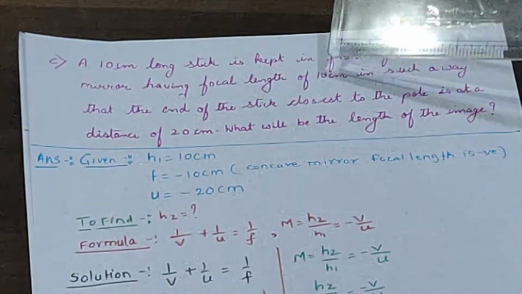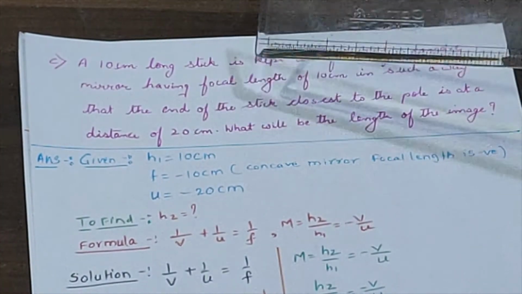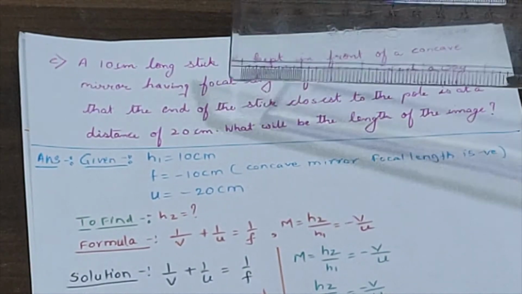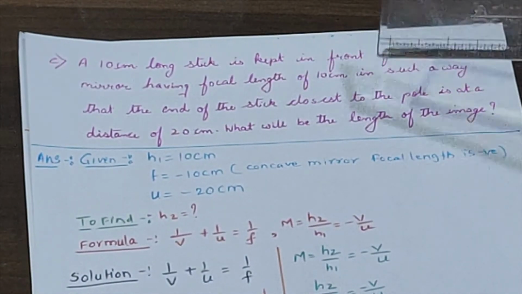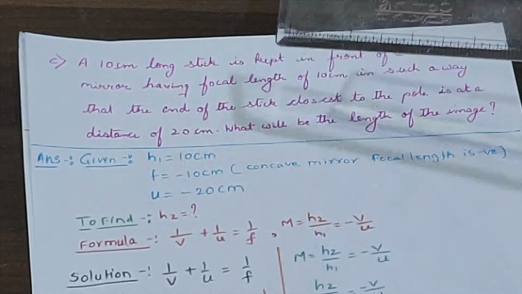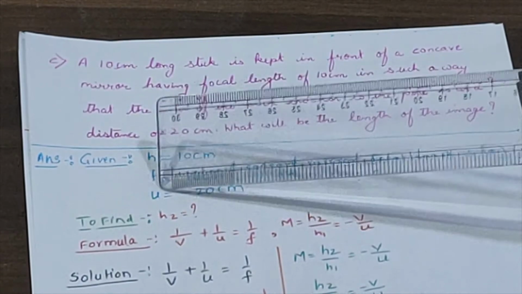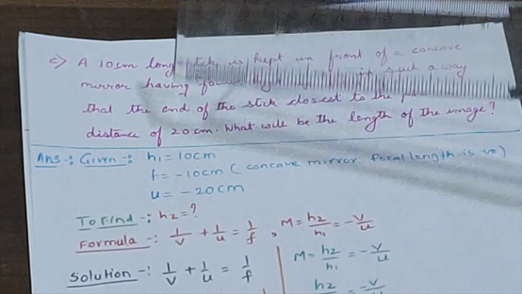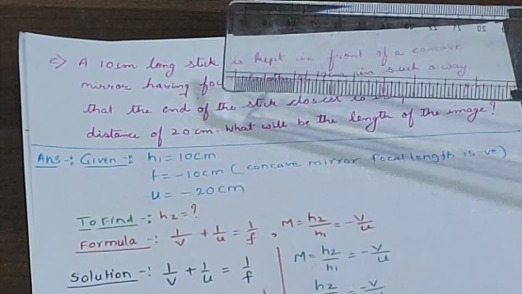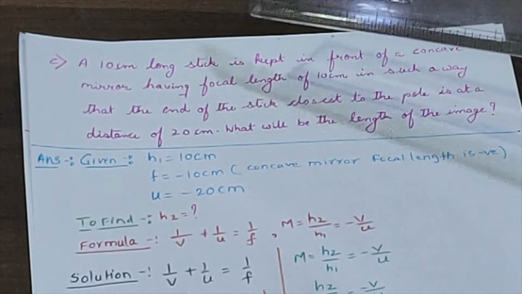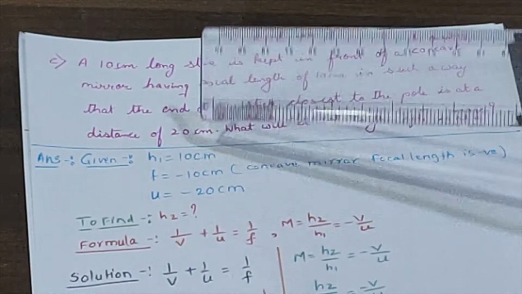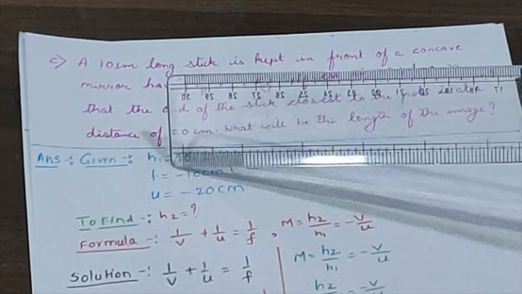The reason I've mentioned here, concave mirror, focal length is always negative, right? Here it says that in such a way that the end of the stick closest to the pole is at the distance of 20 centimeter. Whatever it is talking about is only saying that the object is kept at a distance of 20 centimeter. That's it. It means you have been given u is equal to minus 20 centimeter, the object distance. Whatever is closest to the pole is always given, but it only says that the object is kept at a distance of this much from the mirror, so that is minus 20 centimeter. Right? So you run with the data. So data is h1, f and u.